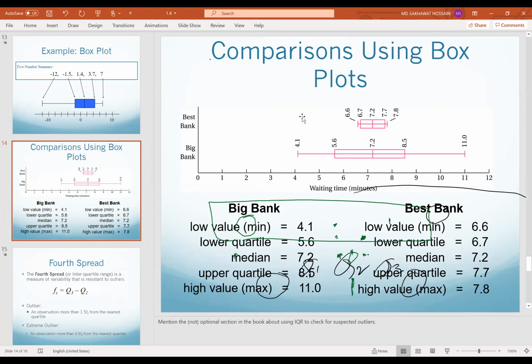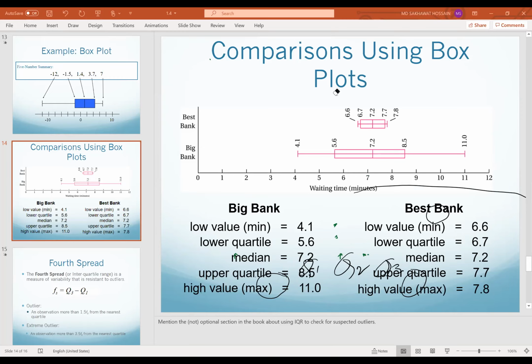Okay, so if you consider the example, we had two data sets in that example. One data set is from Big Bank. The other data set is from Best Bank. From the Big Bank data set, you can calculate the 5 numbers. And from the Best Bank data set, you can also calculate the 5 numbers and use these 5 numbers to construct the box plot.